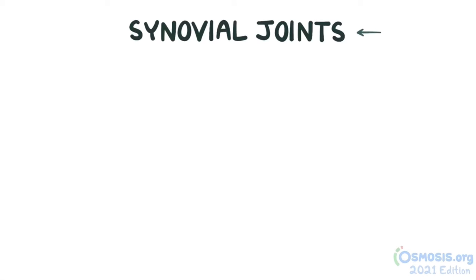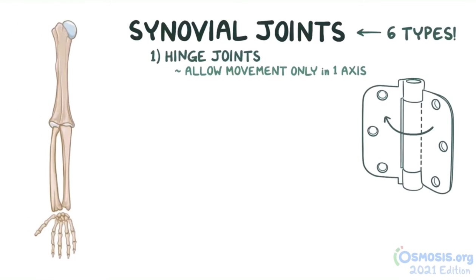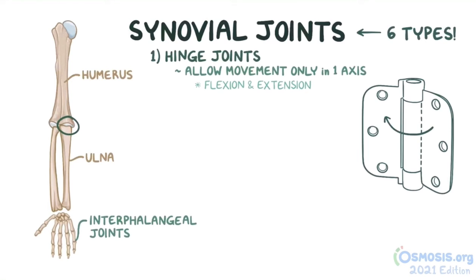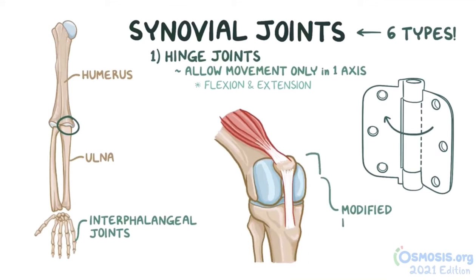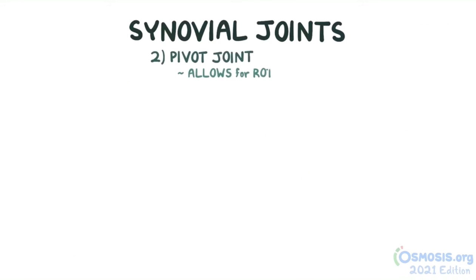Synovial joints are grouped into 6 types based on their structure and how they move. Let's start with the hinge joints, which allow movement only in one axis, like a door hinge. There's a hinge joint between the humerus and the ulna, and it allows flexion and extension of your forearm at the elbow. Other hinge joints include the interphalangeal joints in the fingers and toes. The knee is a modified type of hinge joint, because in addition to flexion and extension, it also allows some degree of rotation.